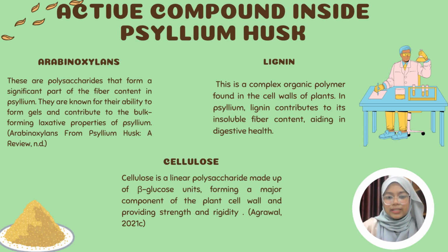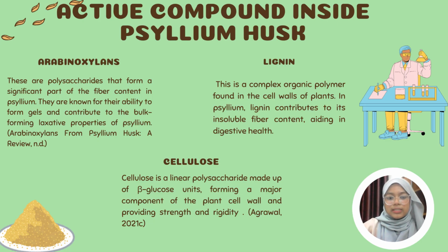Next is lignin. This is a complex organic polymer found in the cell walls of plants. In Psyllium, lignin contributes to its insoluble fiber content, aiding in digestive health. Lignin is a complex organic polymer that provides structural support in plant cell walls, contributing to the rigidity and resistance to degradation. Then is cellulose.